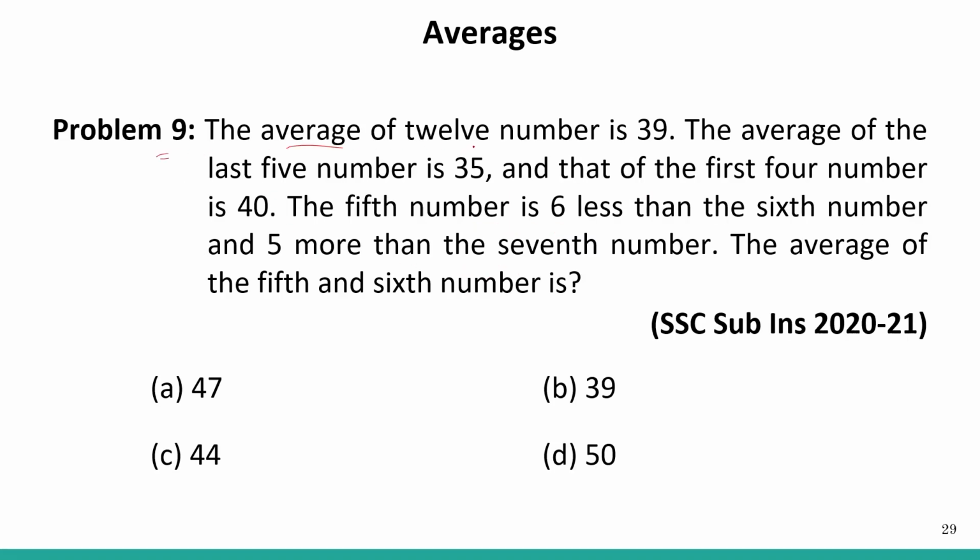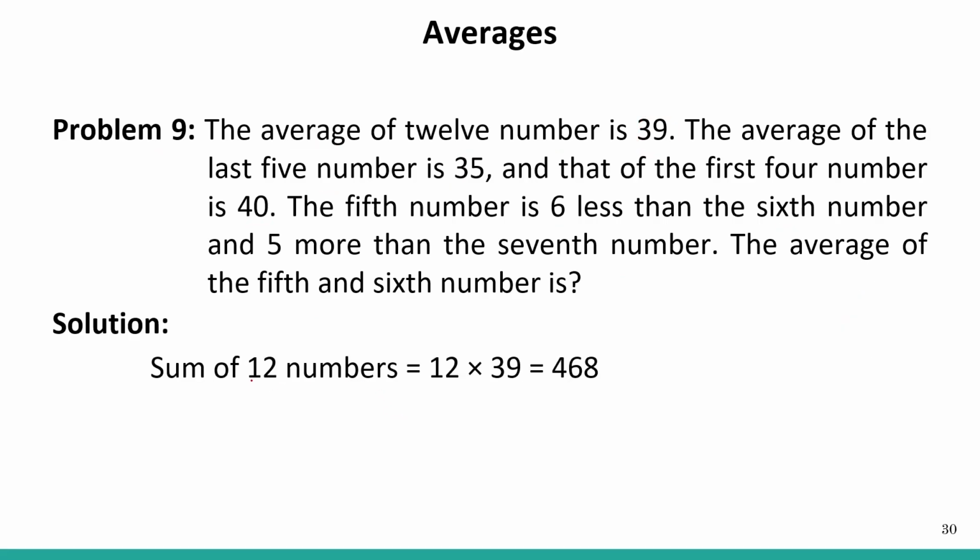The average of 12 numbers is 39, the average of the last 5 numbers is 35, and that of the first 4 numbers is 40. Then the 5th number is 6 less than the 6th number and 5 more than the 7th number. What is the average of the 5th and 6th numbers? This question appeared in the SSC Sub Inspector Exam 2020-21 paper. Which among these 4 is the correct answer? That is the problem here. So let's go for the step-by-step solution.